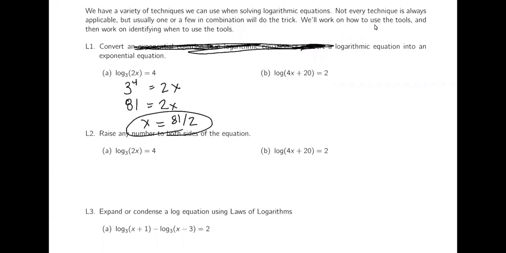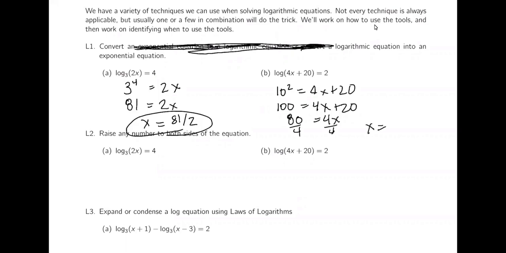Another example here, we have log with no base written there of 4x plus 20 equals 2. Remember that when there's no base there, that means log base 10. So this is equivalent to 10 to the 2 is equal to 4x plus 20. And now this is just a linear equation that we can solve. I just say, well, this is 100 equals 4x plus 20. I'll subtract 20 from both sides and I'll get 80 equals 4x. And then we'll divide by 4 and get that x equals 20. Right? I've turned my logarithmic equation into a linear equation that can easily be solved.